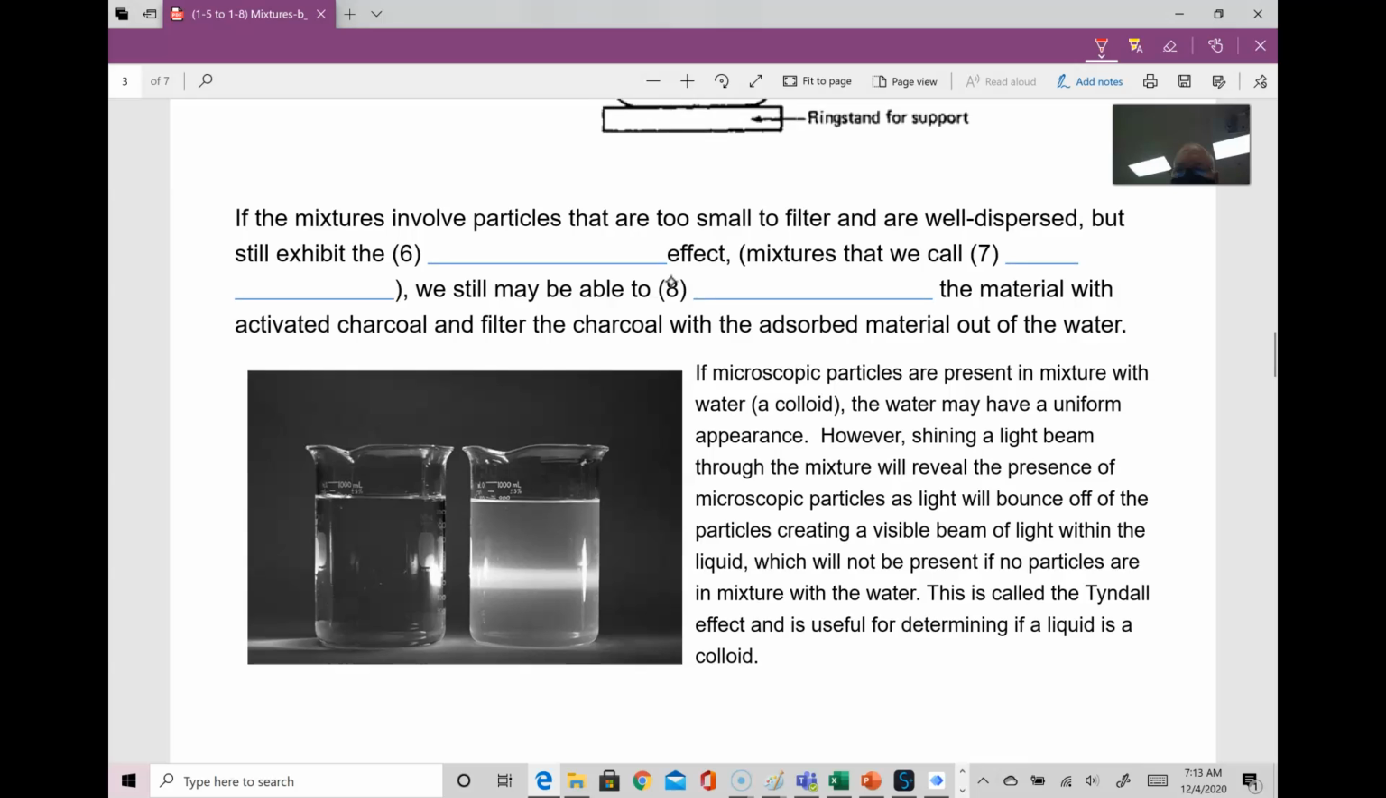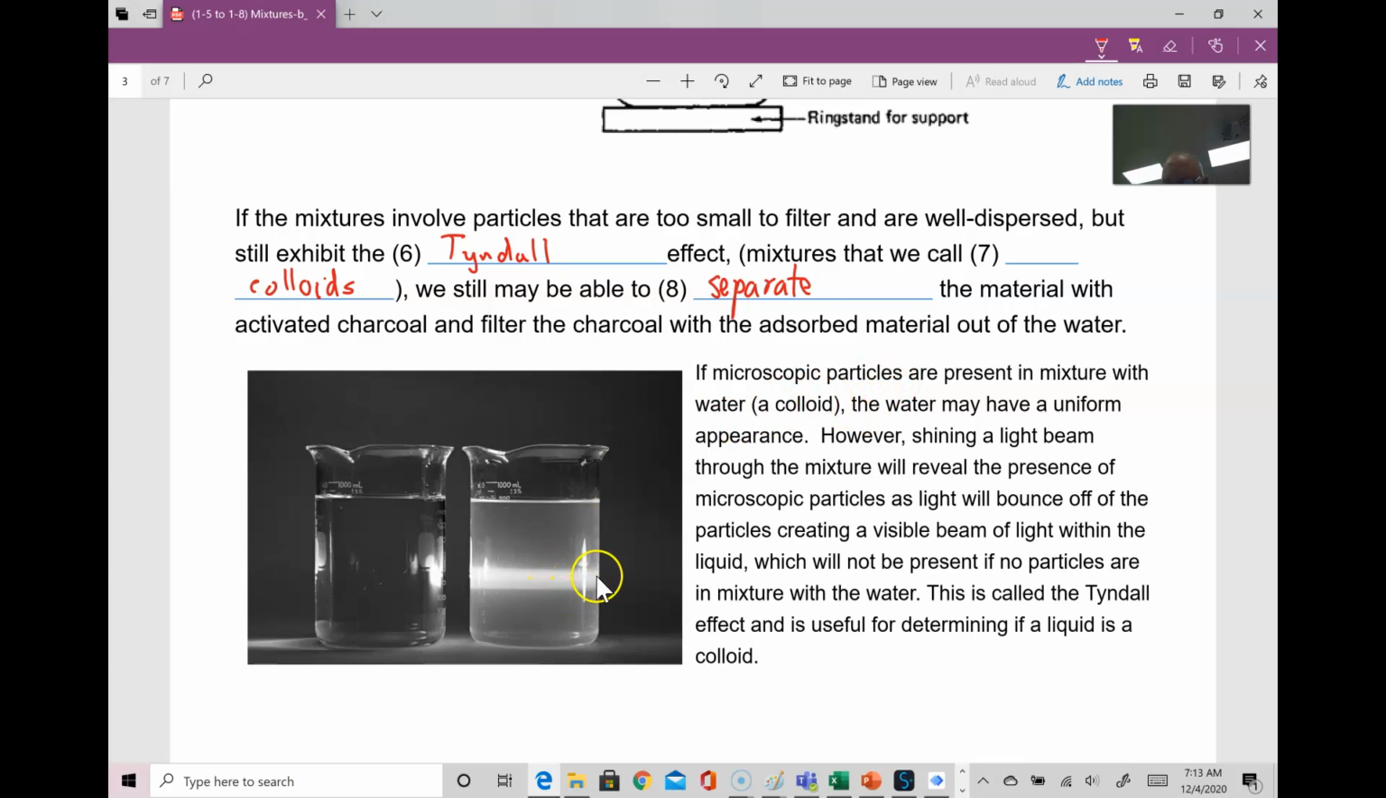If the mixtures involve particles that are too small to filter and are well dispersed but still exhibit the Tyndall effect, and you'll see a description of this down here, these are mixtures that we call colloids, right? That's the other type of heterogeneous mixture. We may still be able to separate the material with activated charcoal and filter the charcoal with the adsorbed material out of the water.